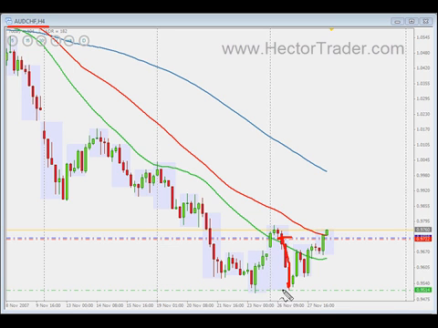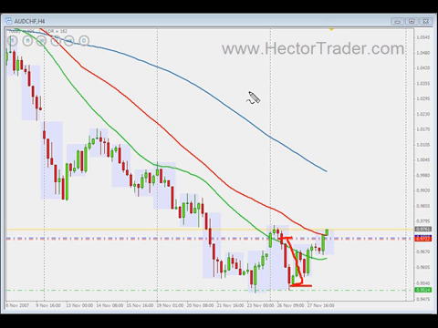I rode it all the way down where I took half of my lot size out and moved a stop to break even. And as you can see, upon taking half of the lot size out, the second portion of the trade remained open, hoping to squeeze some more profits to the downside, but instead my stop loss, which was placed at break even, has been stopped out. I scored 208 pips on the first half of the trade.